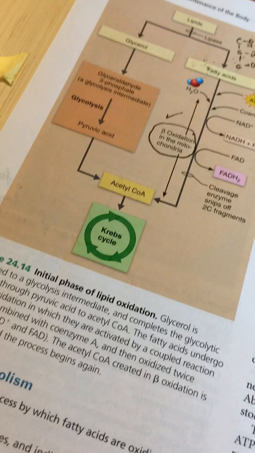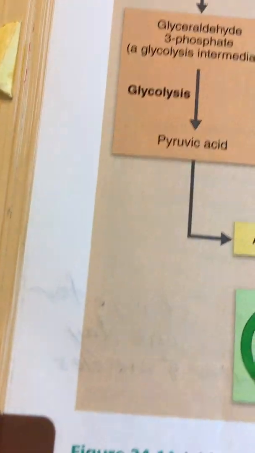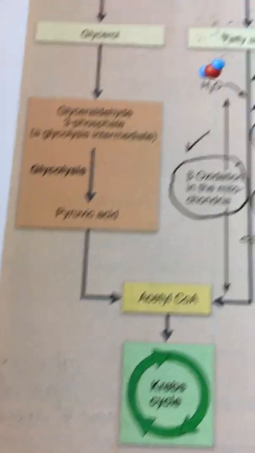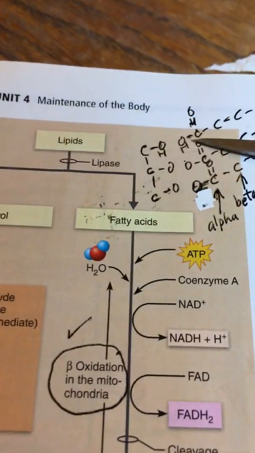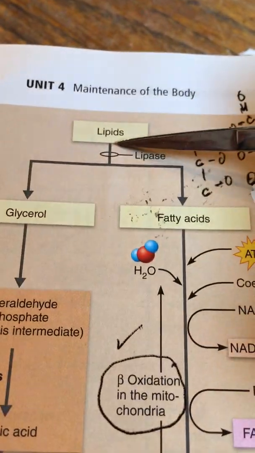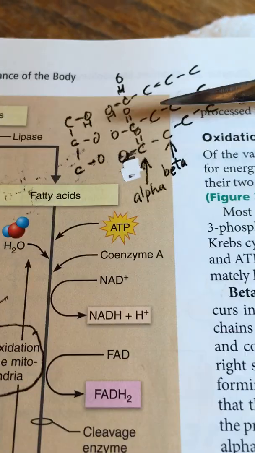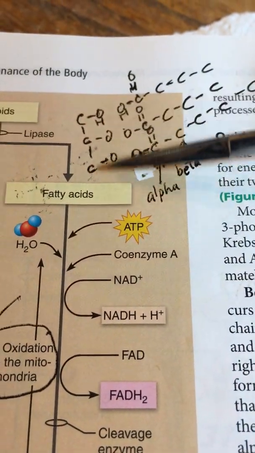Okay, then moving right along, here we are, and we're looking at the initial phase of lipid oxidation. So what I've done here is they've indicated here's a lipid or a triglyceride, and I drew one for you. Here's the 3 carbons.